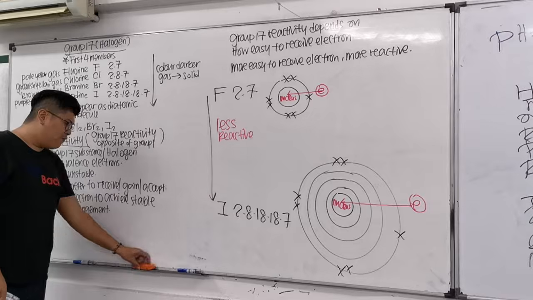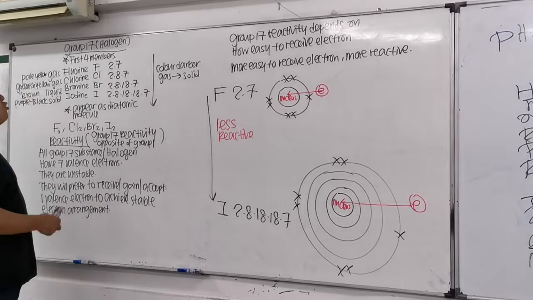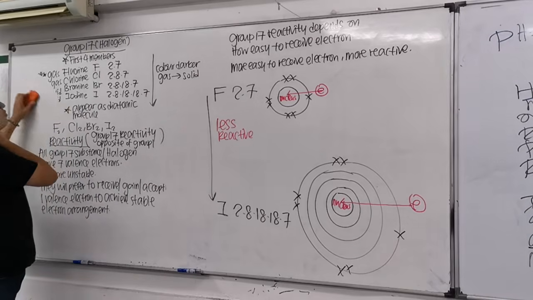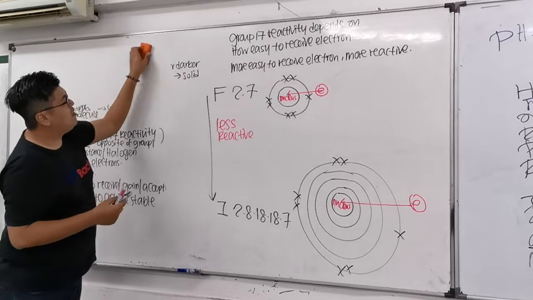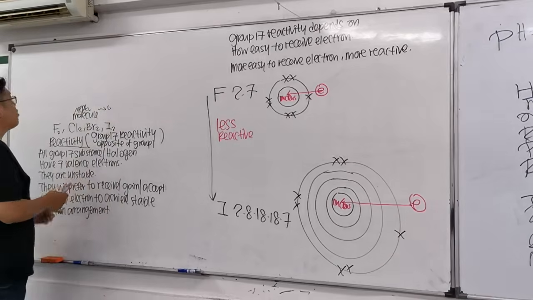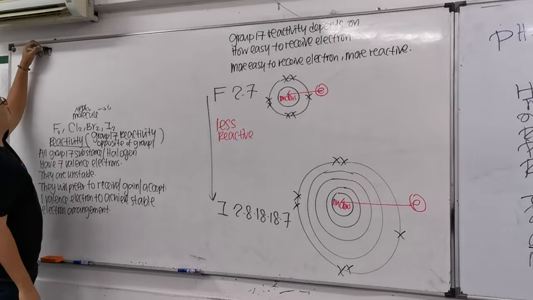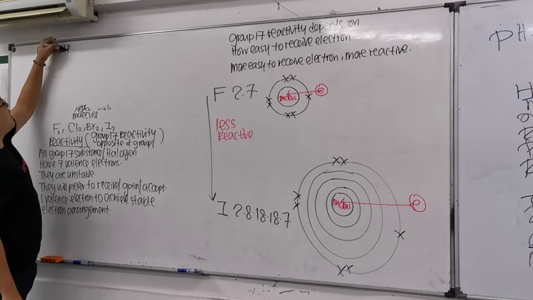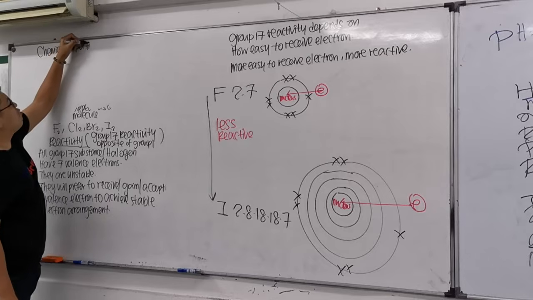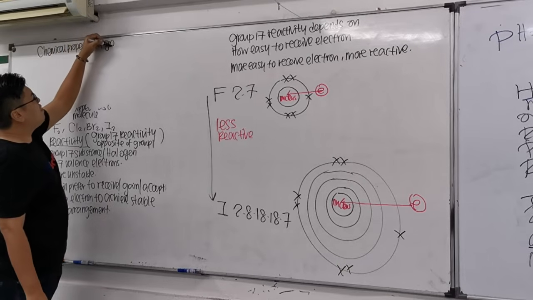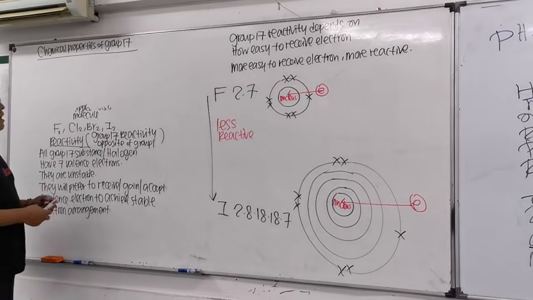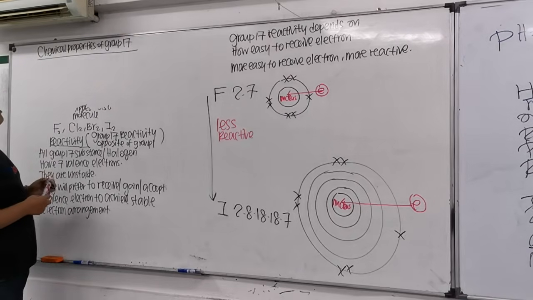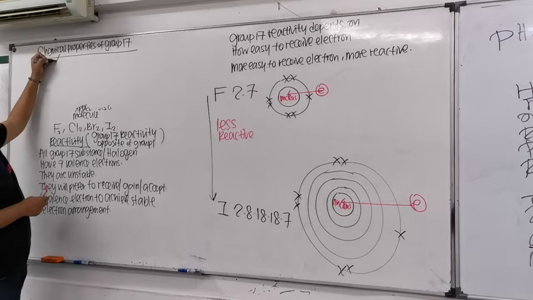So today we will only touch another 2 more concepts. The first thing we will touch today is called chemical properties. Today we will learn the chemical properties of group 17. Okay, let's start.